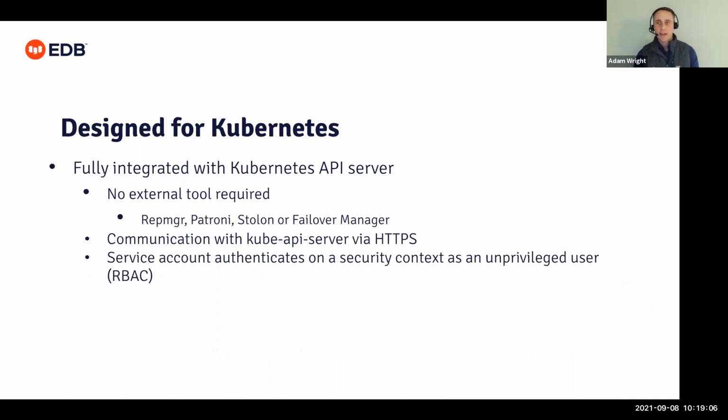There are no agents inside the database containers. So all communication has been implemented with best practices around security. The Postgres cluster has its own service account that communicates with the Kubernetes API server as an unprivileged user. This unprivileged user reports the status of the cluster back to the control plane. The communication only happens over HTTPS with TLS certificates for authenticating. All communications encrypted.